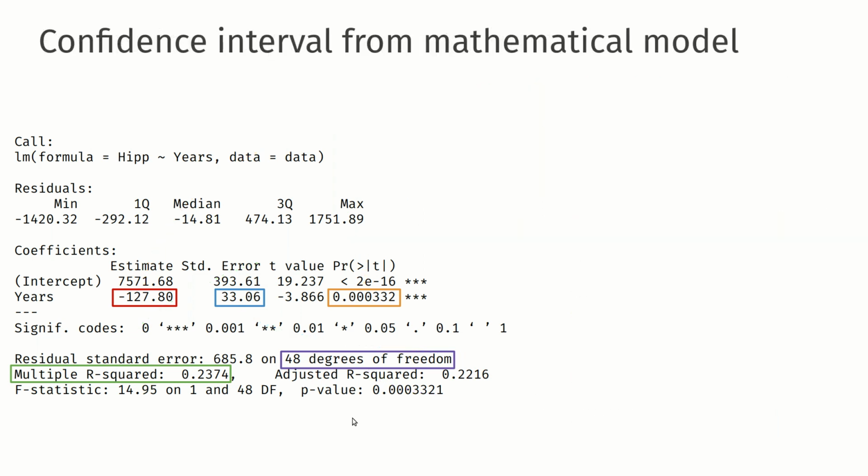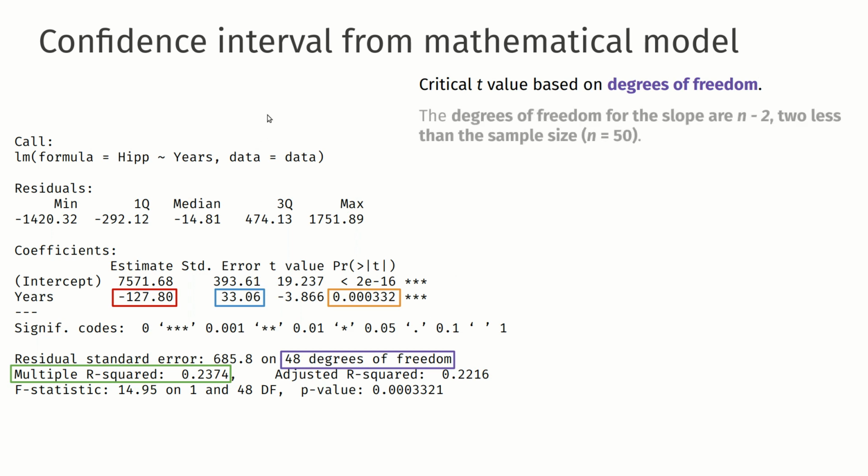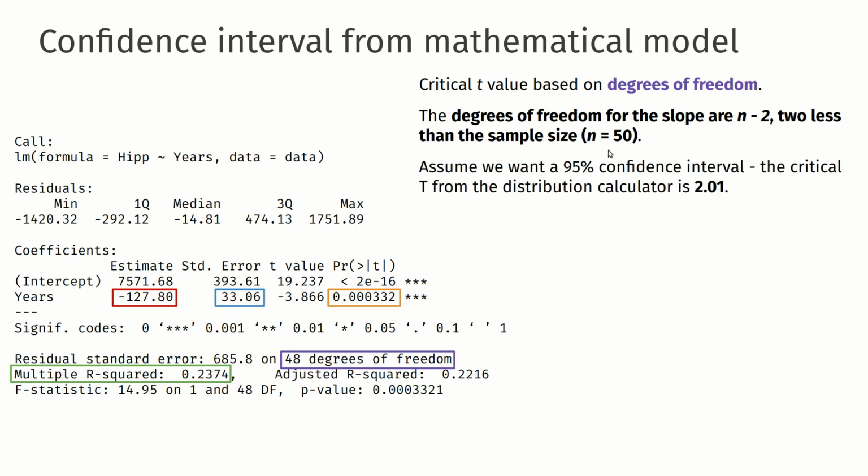So let's see how we would actually use this mathematical model output to calculate a confidence interval for the slope, in the same way that we used bootstrapping to do earlier. We would first need to find a critical t-value based on the number of degrees of freedom that we have here. As I mentioned, the degrees of freedom for the slope are 2 less than the sample size, so n minus 2, which in this case is 48. And we can use our t-distribution calculator to find that the critical t-value for a 95% interval with 48 degrees of freedom is 2.01.